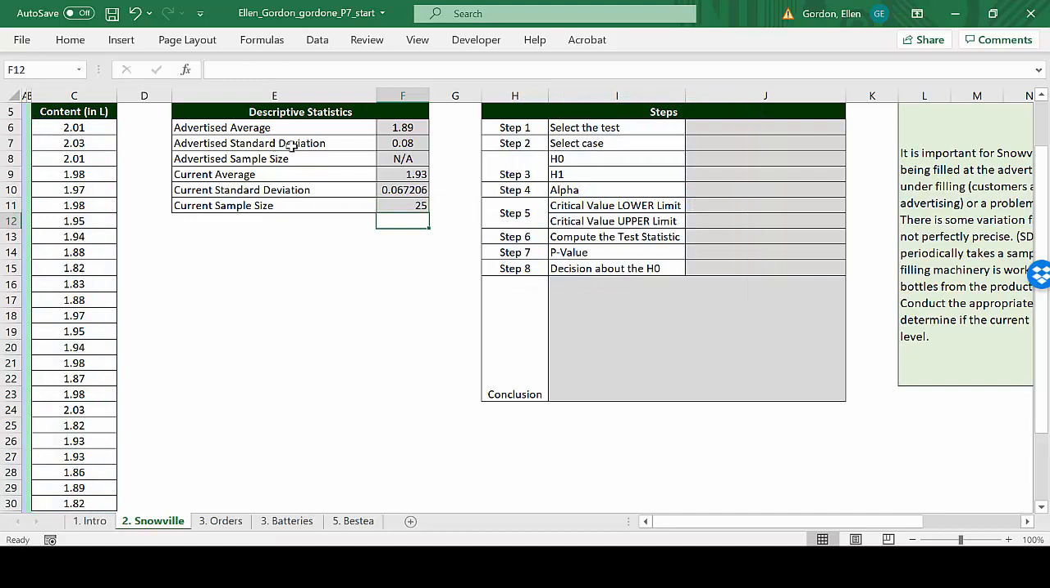All right, you can see that we have two groups: current fill versus the advertised fill. The advertised fill is a population mean, it's not a sample. We also have a standard deviation, and the current average fill is based on a sample of bottles. So we have one sample, we're comparing it to a population mean, and we know the population standard deviation. So that means that the appropriate statistical test would be a one sample z-test.